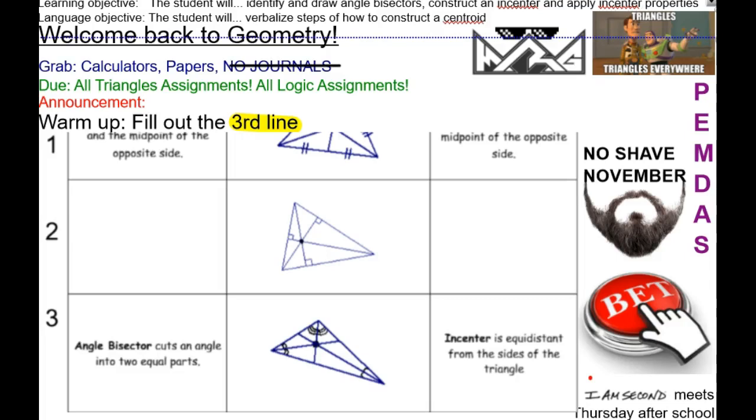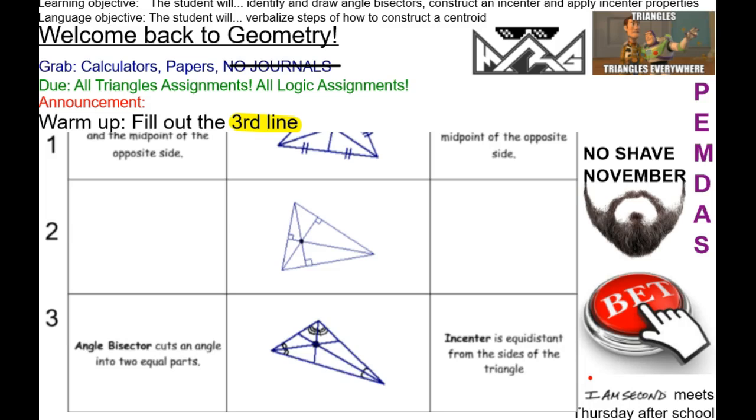So today we're doing our second triangle center called the incenter, and like the objective says, we're going to be able to draw angle bisectors to construct an incenter and apply incenter properties.